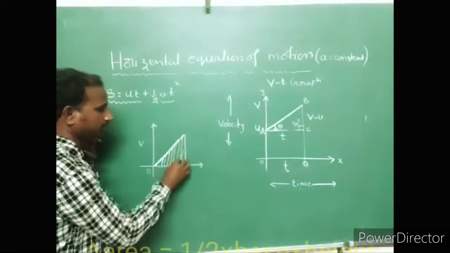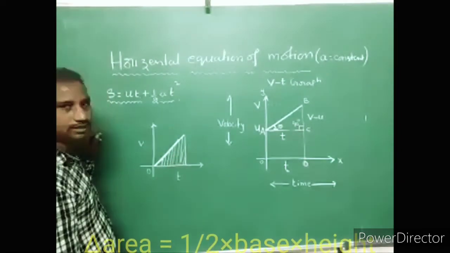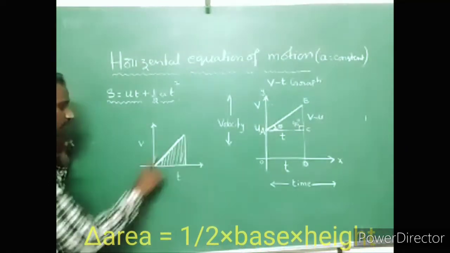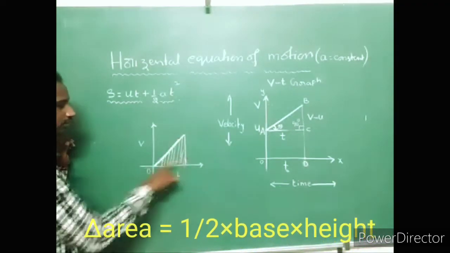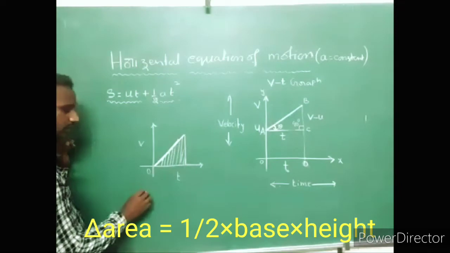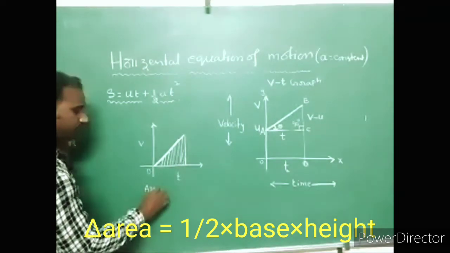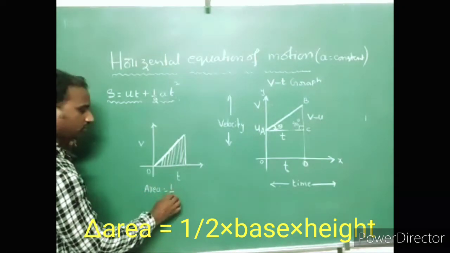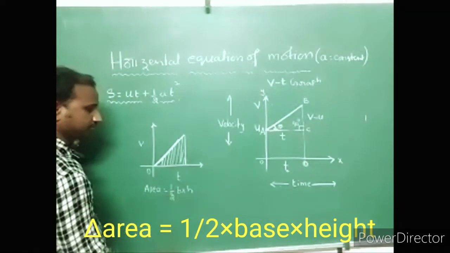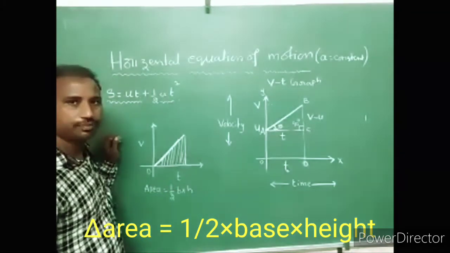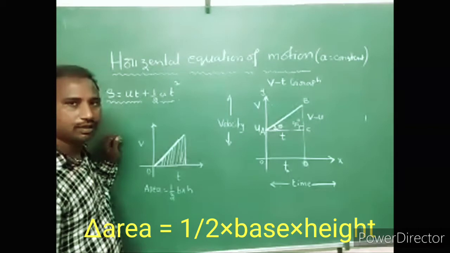The slope under the area can represent total displacement. Okay, area of this shape. What is the shape? Triangle. Yes or no? Area of triangle. So the area of a triangle formula is 1/2 into base into height. Yes or no? One more example for you.